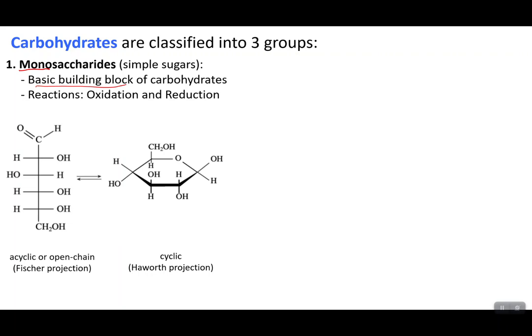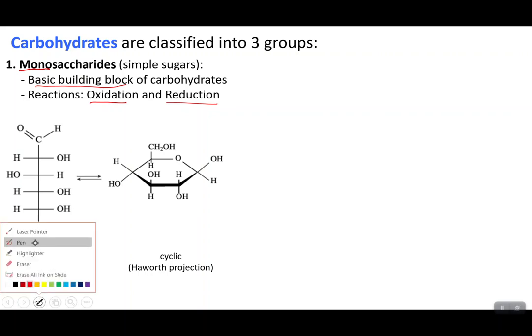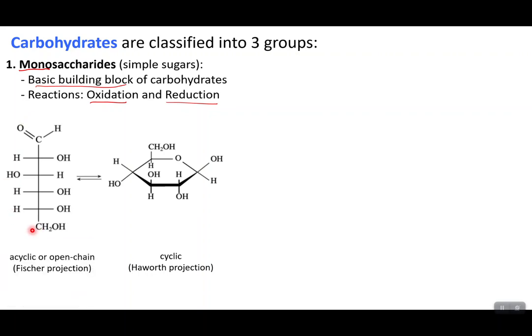These monosaccharides, we are going to see in a separate video, the reactions they can undergo are oxidation and reduction. But right now, we are just concerned with learning how to classify them. So this is an example of a monosaccharide on the left-hand side. This is going to be what we call the acyclic structure or an open chain structure. This is where the Fischer projection formula is going to come in.